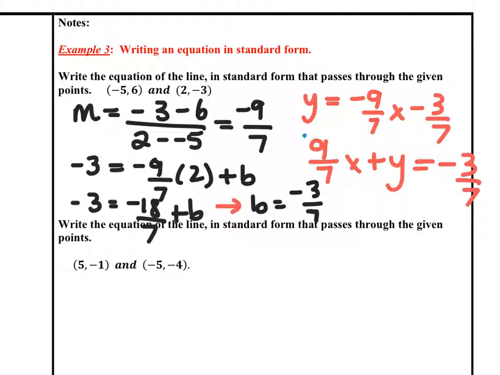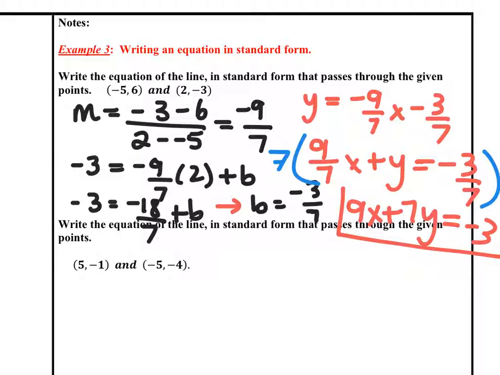Seven on both sides. When I do that, I get 9x plus 7y is equal to negative 3. Why is this standard? It's annoying.